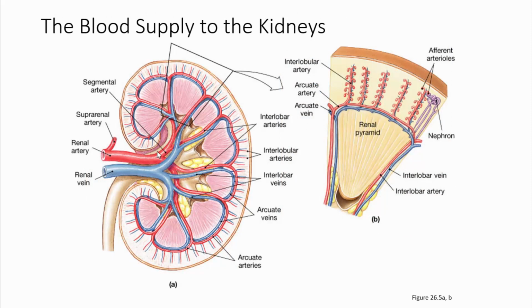So again, renal artery. Here are the segmental arteries, then the interlobar arteries, then the arcuate arteries. Coming off of those, we can see a little better over here, are the interlobular arteries, and then the afferent arterioles. Coming off of that, going to these little things are where the glomeruli are.